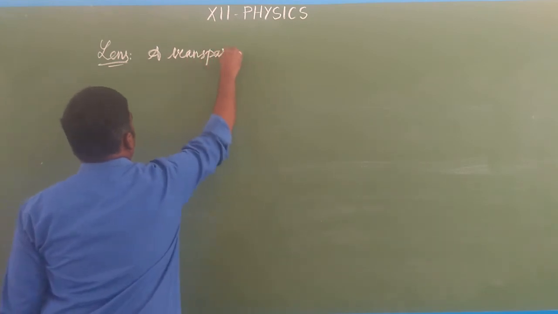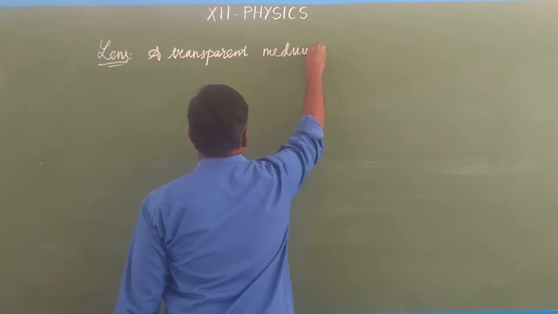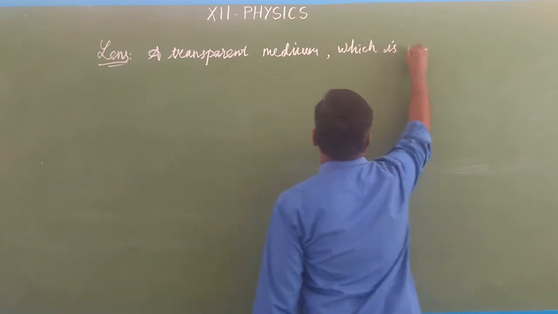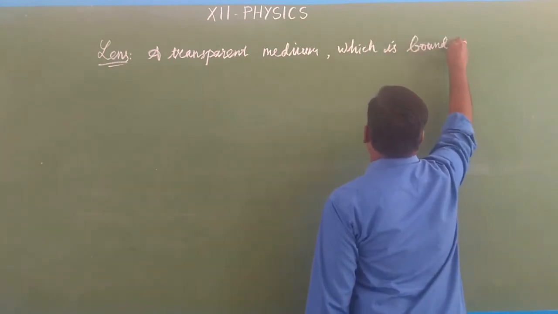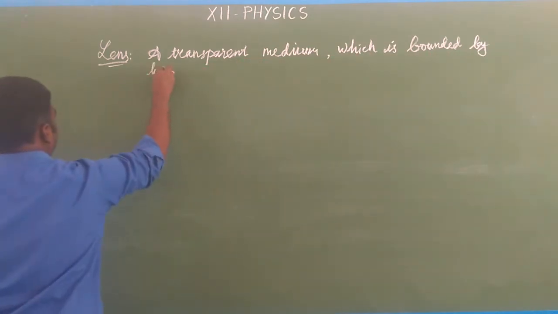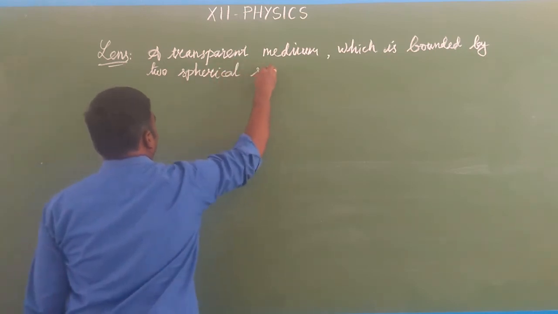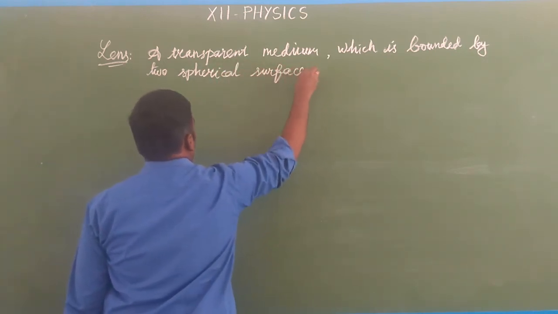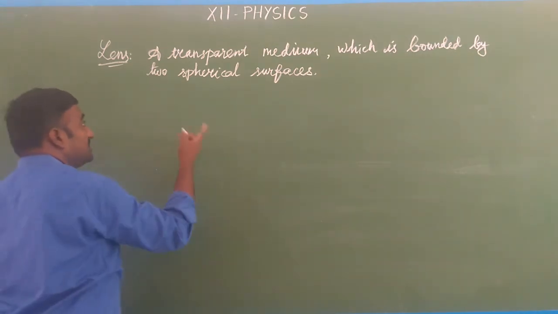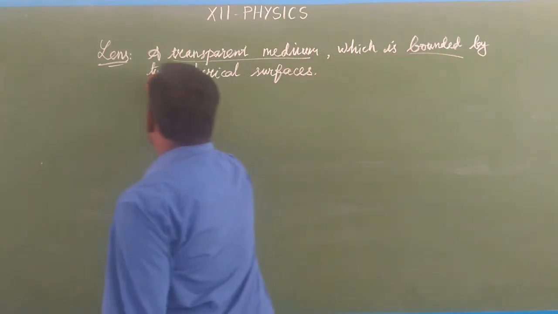which is bounded by two spherical surfaces. Then the refraction occurs. Okay. So a lens is nothing but a transparent medium that is bounded by two spherical surfaces.